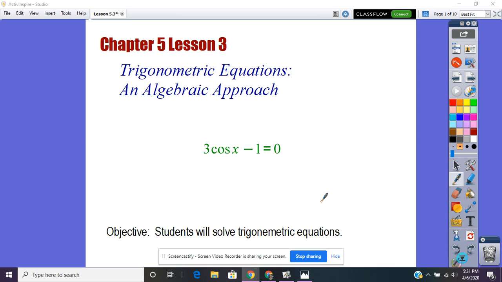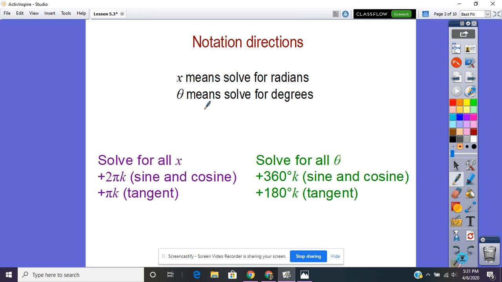In this video, we're going to talk about solving trigonometric equations using algebra as well as our unit circle. So we're going to be finding exact values of an equation that may look like this or similar to this. A couple notation things. If you see an x, that means it's all reals and you're solving in radians. If you see a theta, that means we want to solve in degrees.